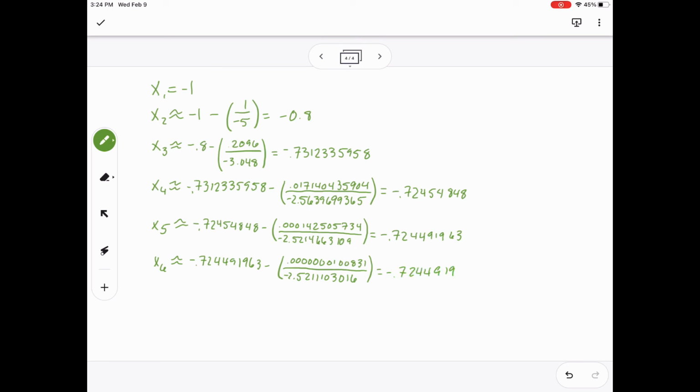So now, as you can see, down to 7 decimal places here, I'm able to show that -0.724491 would be my answer. Okay, have fun.